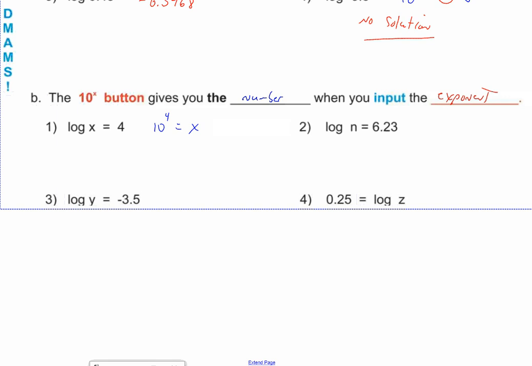You can just punch in the 4 and your 10 to the X button, or 10 to the X button and then the 4. It depends on your calculator what order. Older calculators, you usually do the 4 first. Oh, and by the way, to get above your log button, you know you got to do your second button, right? And so hopefully you got 10,000.